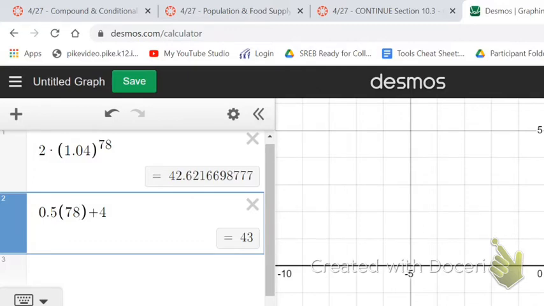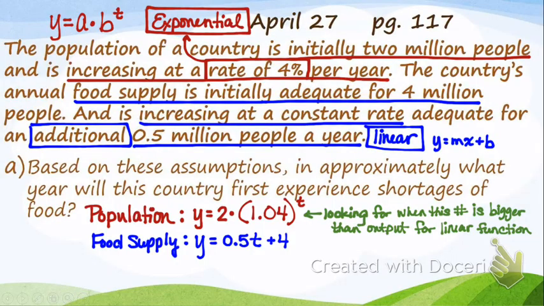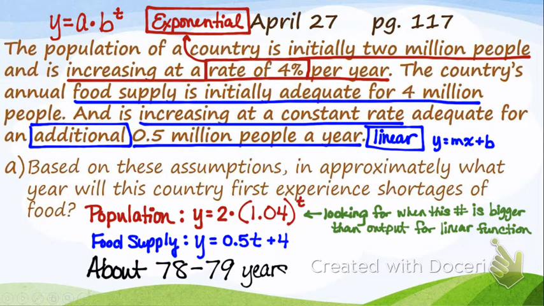So do they have time to plan? Yes, they did. We're out here at about 78 to 79 years. At 78, they're good. At 79, they have shortages. So I would say 79 years probably. They have almost 80 years to plan.